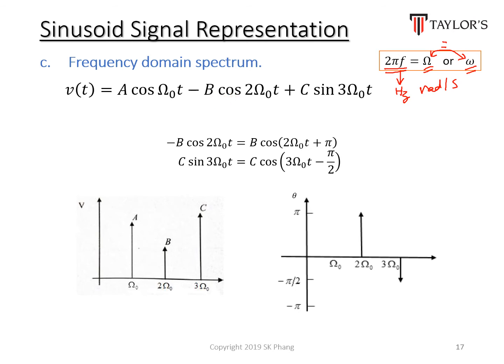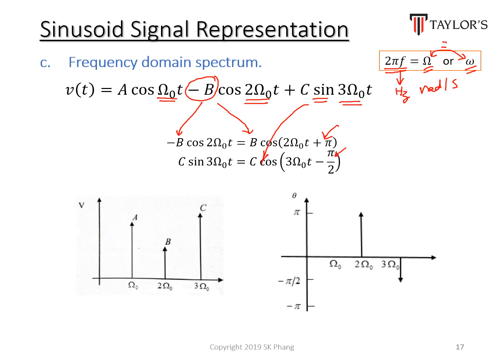First is the cosine of omega naught, second is a cosine of 2 omega naught, and third is a sine of 3 omega naught. You actually have three different frequencies here. And as you've seen earlier, all our magnitudes must be positive. So this negative b, we have to change it to a positive b by doing a phase shift of 90 degrees. And for all sine waves, it is better that we change them to cosine waves. To change to a cosine wave is just a phase shift of negative pi over 2.